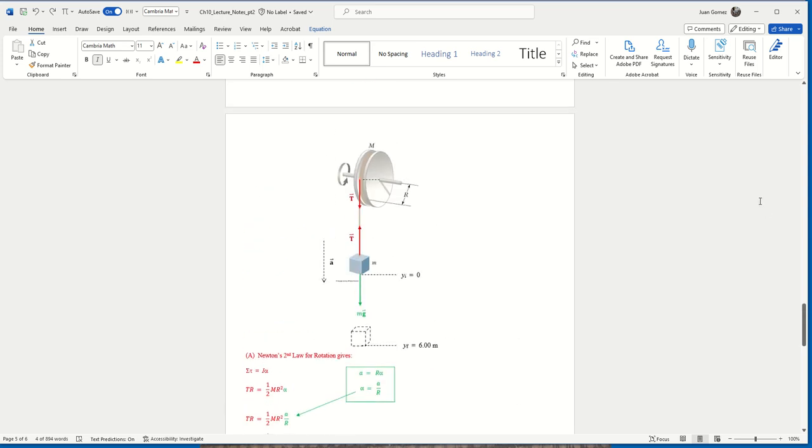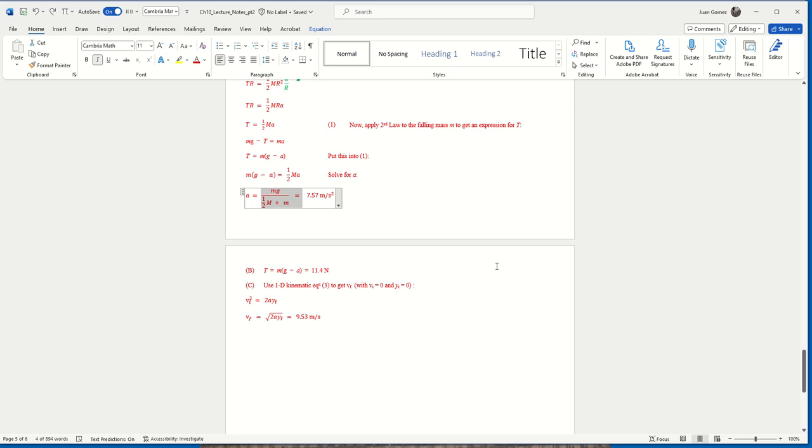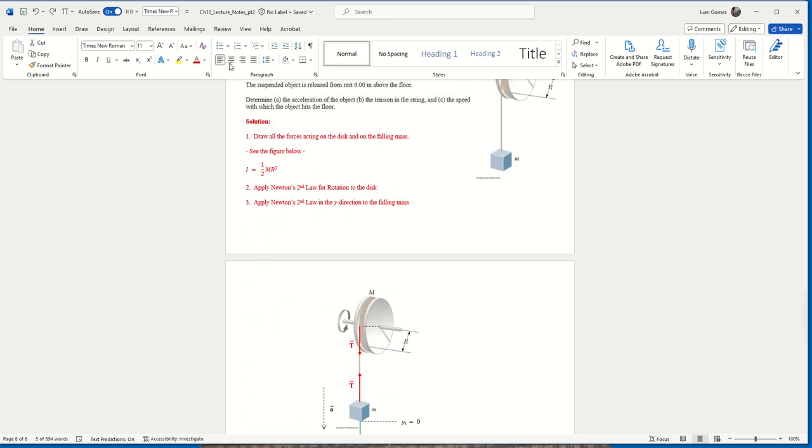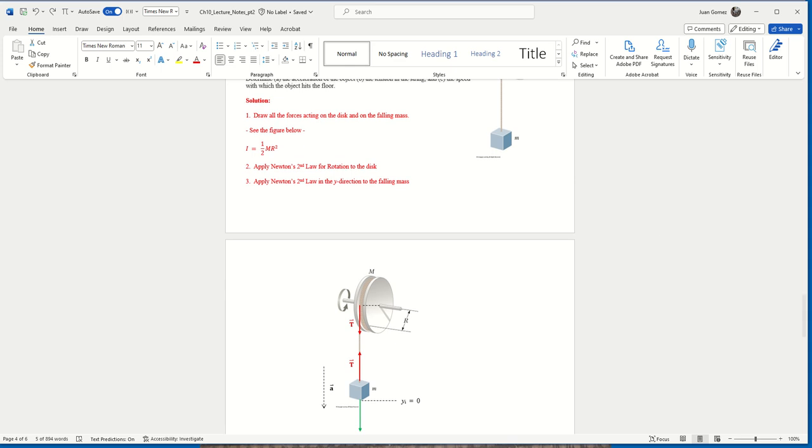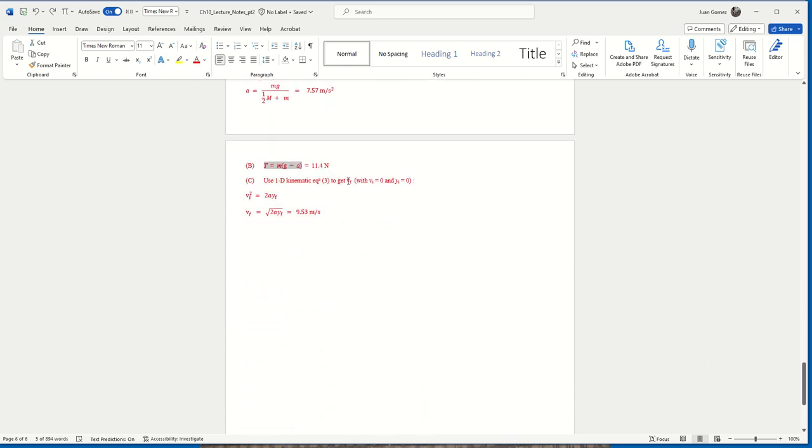Then part B of the problem, I want the tension in the string. Well, I can get that once I know a. I can use this equation to get the tension, 11.4 newtons. Now part C, I want the speed with which the object hits the floor. Well, I can use kinematic equation 3 to get v_f. And remember, I'm using kinematic equation 3 with v_i equal to 0 and y_i equal to 0. And that gives me v_f squared equals 2 a y_f.